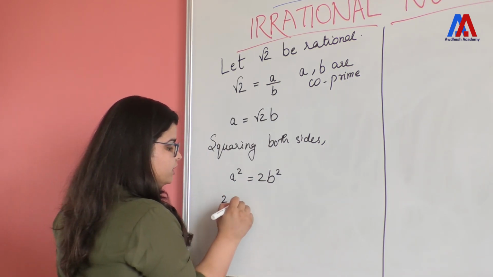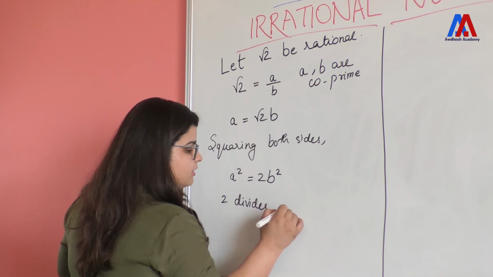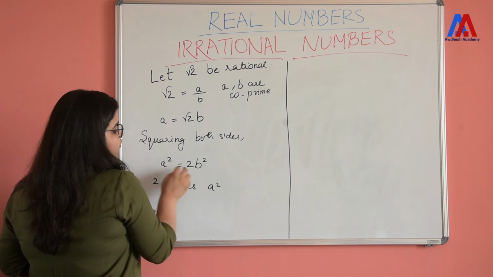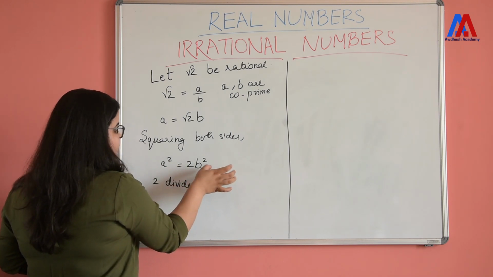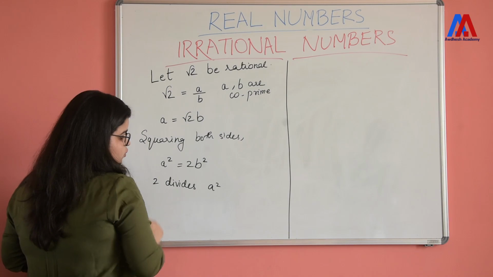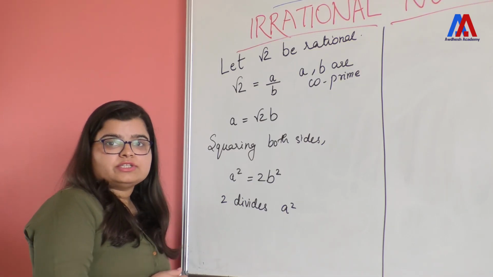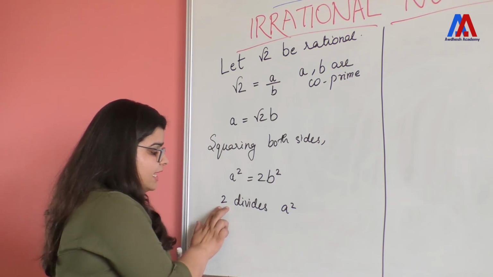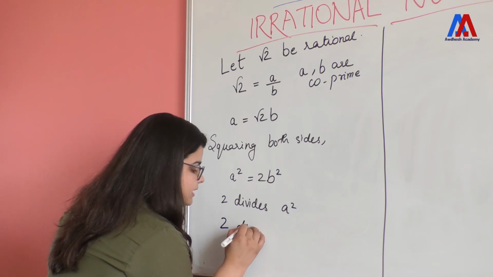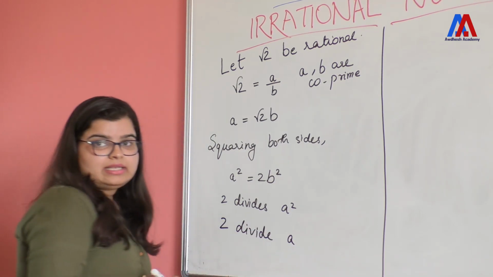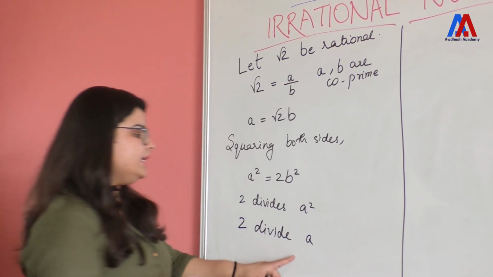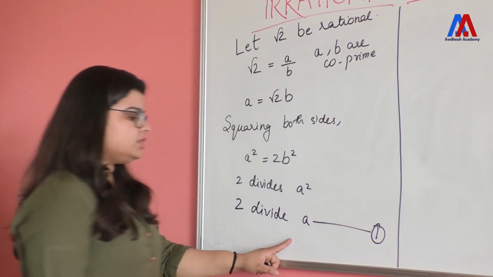So, we get 2 divides a square. Since here we see that a square is of the form 2 into something, that means we can say that 2 divides a square, or a square is divisible by 2. In the beginning of the lesson, I told you about the theorem which stated that if a prime number divides a certain number a square, then that prime number will divide a as well. So, we can say that if 2 divides a square, then 2 will divide a as well.